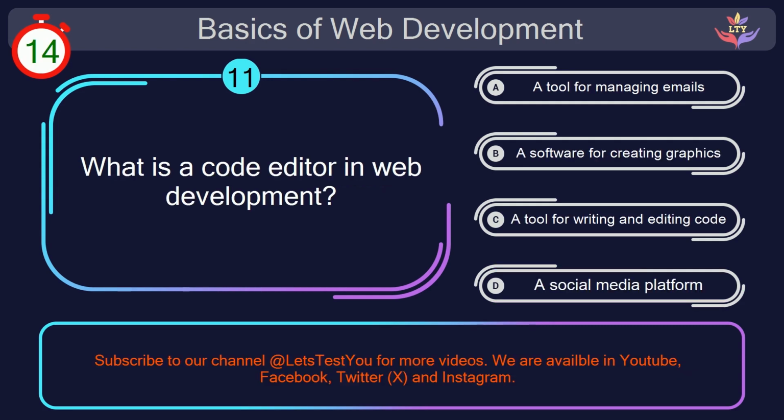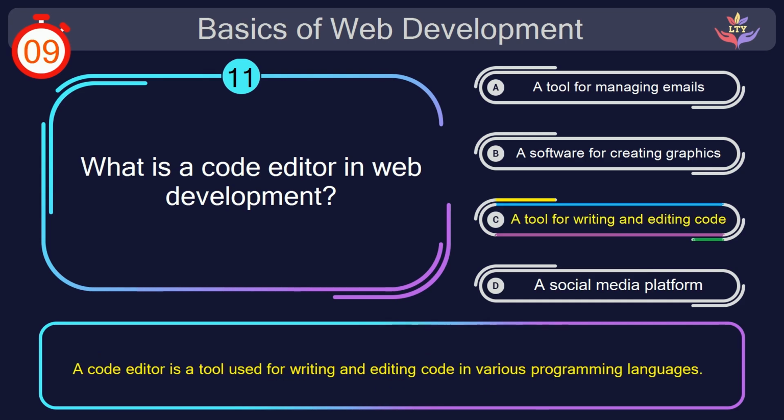Question number 11. What is a code editor in web development? Your countdown started. 10, 9, 8, 7, 6, 5, 4, 3, 2, 1, here we go. The correct answer is option C. A tool for writing and editing code. A code editor is a tool used for writing and editing code in various programming languages.